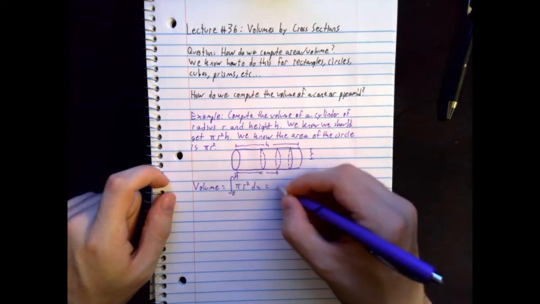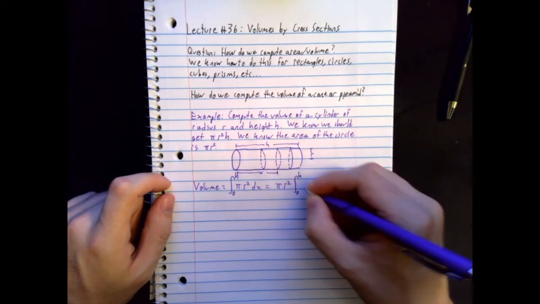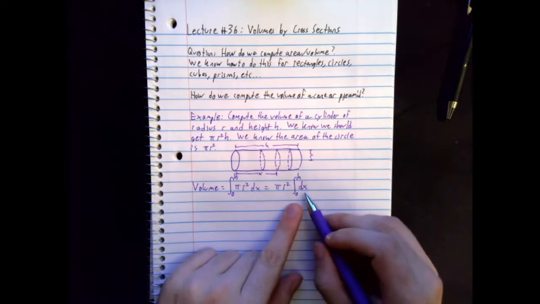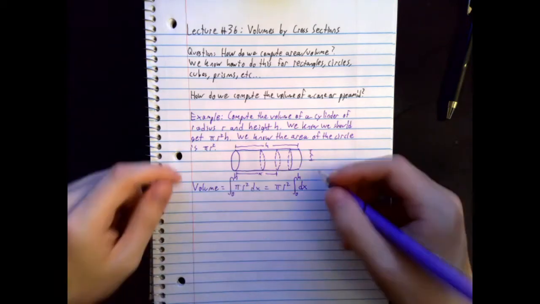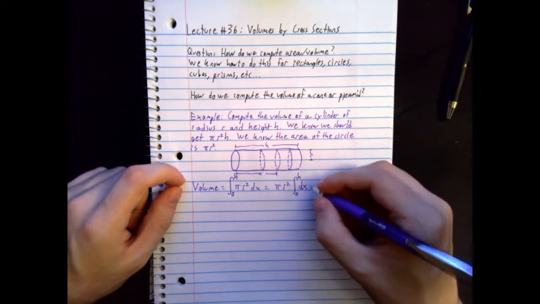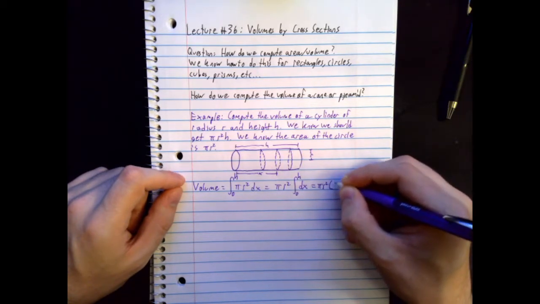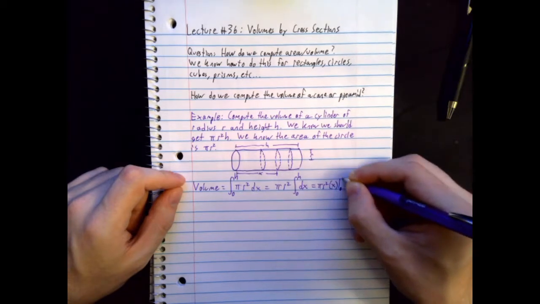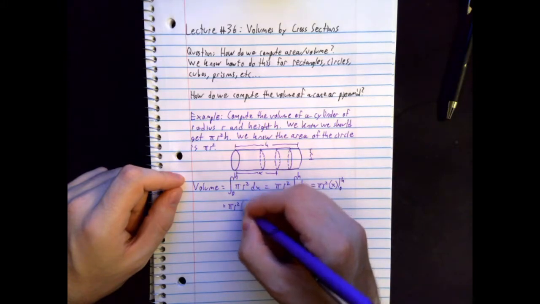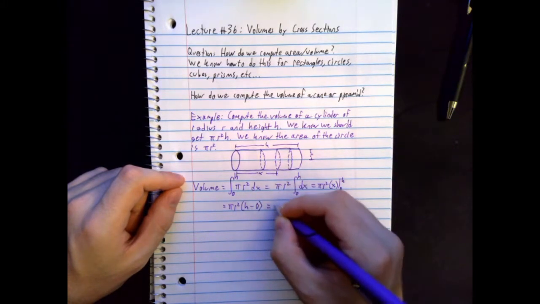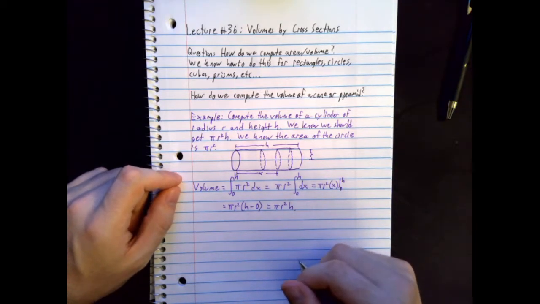Well, it's easy enough. This is just pi r squared. That's a number. Those are just fixed constants. The integral from 0 to h dx. And then we apply the fundamental theorem of calculus. What is the antiderivative of dx? Well, the antiderivative of 1 is just x. So this is pi r squared times x evaluated from 0 to h. And this is going to be pi r squared times h minus 0, which is just pi r squared h. And we get what we were hoping for.